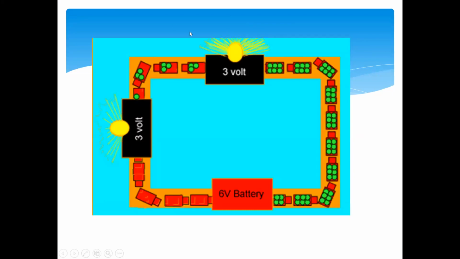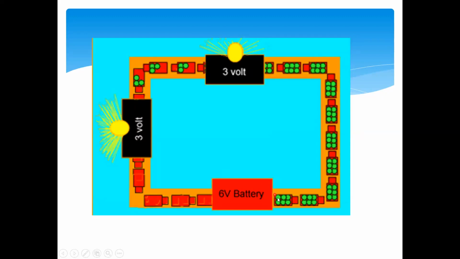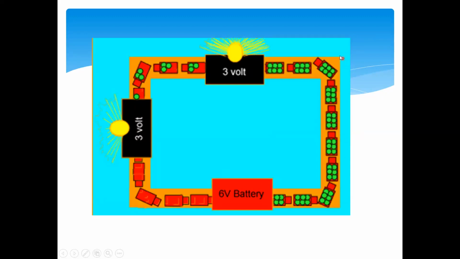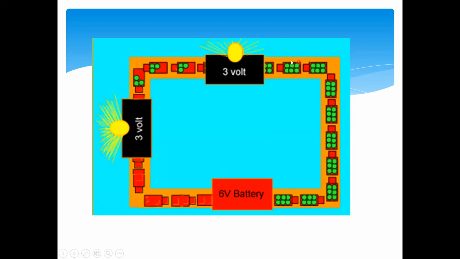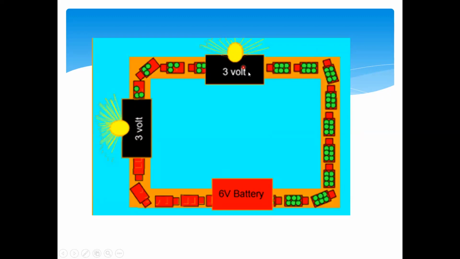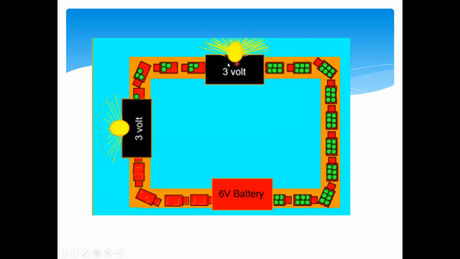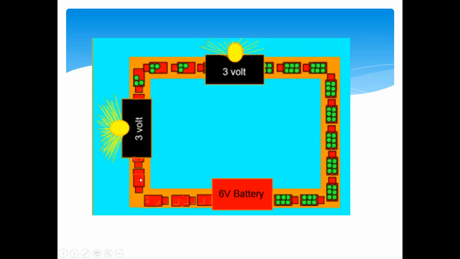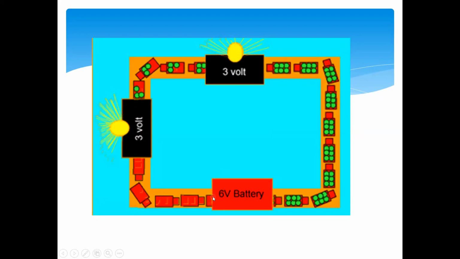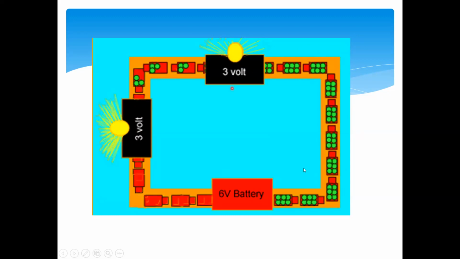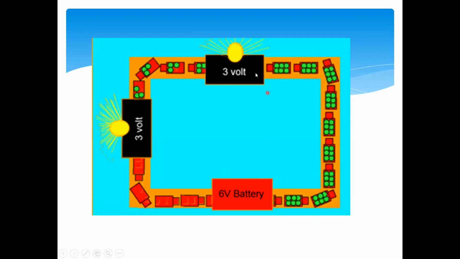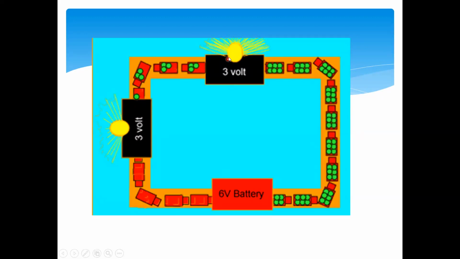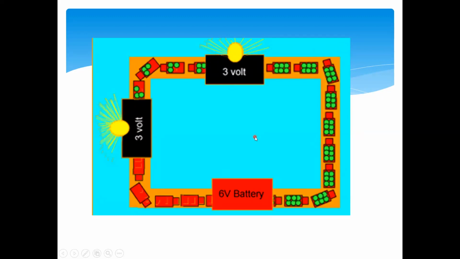As we can see here, we have a 6 volt battery. It means it is providing 6 units of energy, or 6 joules of energy, to each charge. And there are two lamps which are connected in series. Half of the energy is transferred to lamp 1 and the remaining half is transferred to lamp 2. How much energy is transferred by the charges when passing through the component, we call that a potential difference.